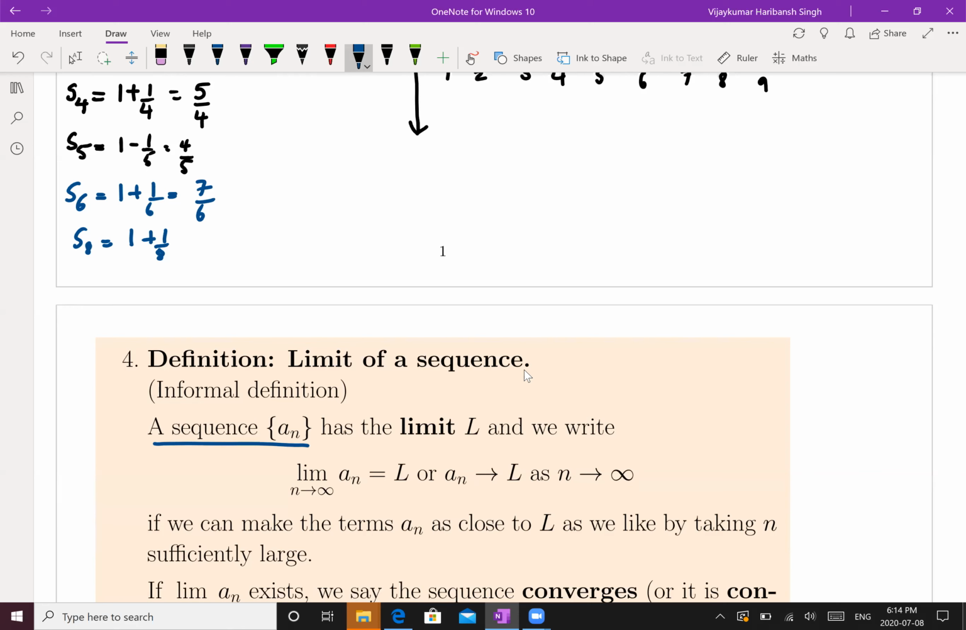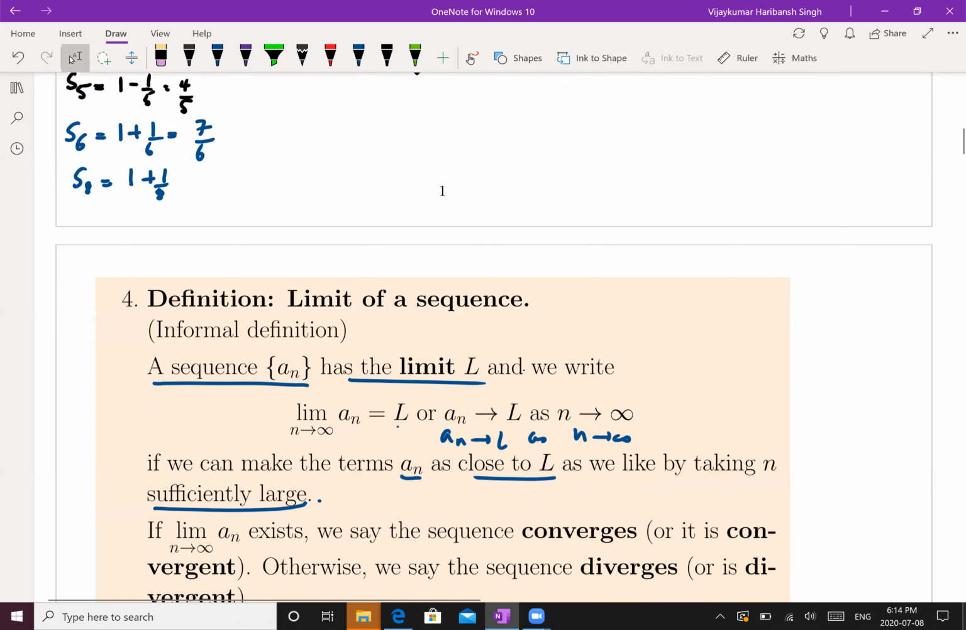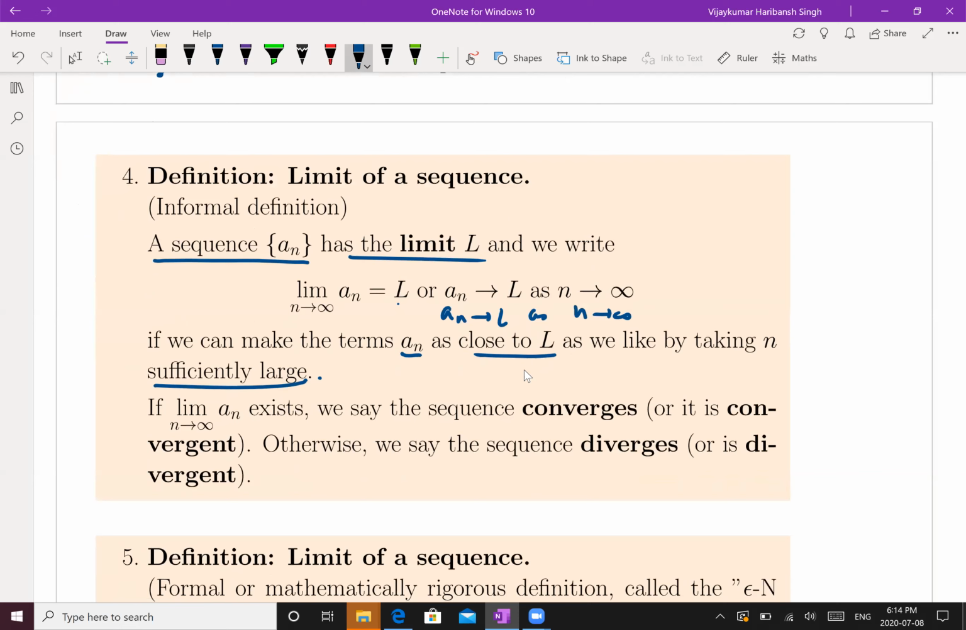This sequence has limit L. If we write limit of n goes to infinity of a_n is L, or a_n goes to L as n goes to infinity, when is this the case? If we can make terms a_n close to L by taking n sufficiently large. So if the limit of n goes to infinity of a_n exists, we say that the sequence converges, or it is a convergent sequence. Otherwise, we say the sequence is divergent, or the sequence diverges.